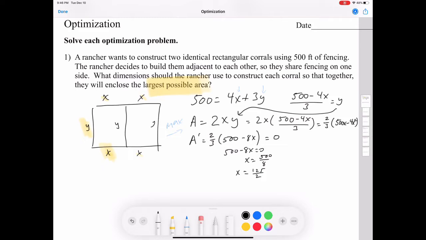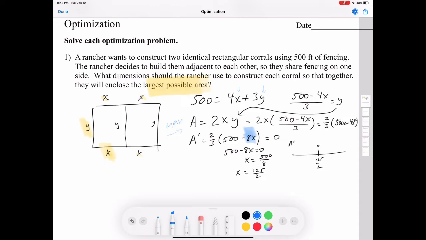Okay, let's go ahead and find if I have my x. Well, let's see. Would this have given us a maximum? If we look at our A prime, we know we have a critical point at x equals 125 over 2. Now, if I pick a bigger number than this, we can see that this is going to be negative, right? That's a bigger number, so this whole problem will be negative.